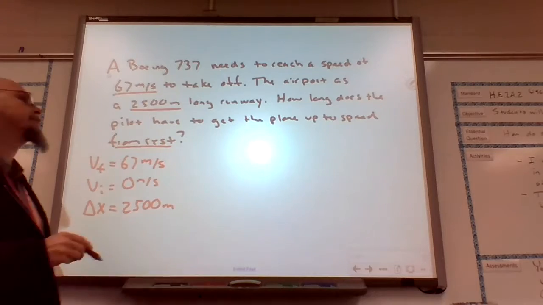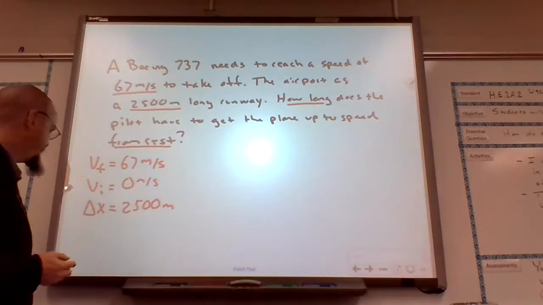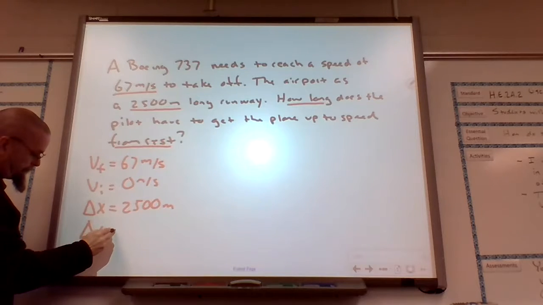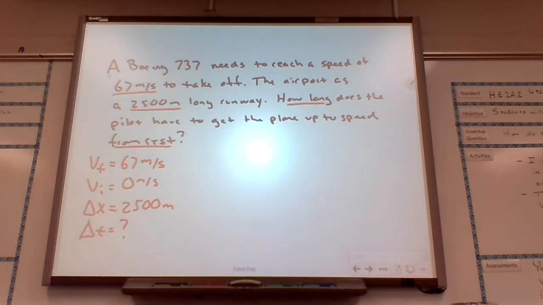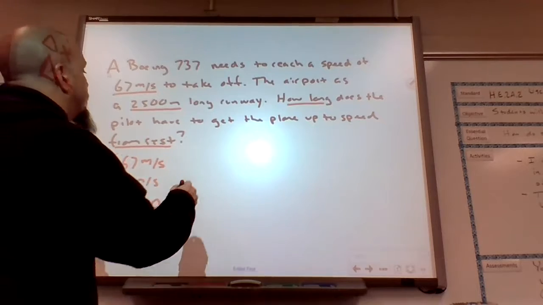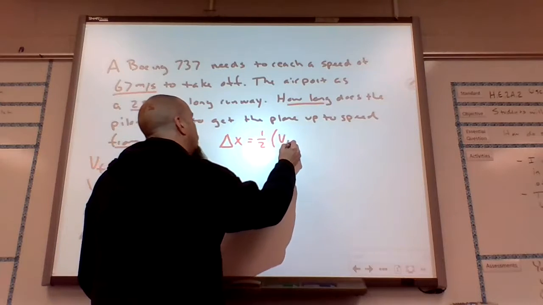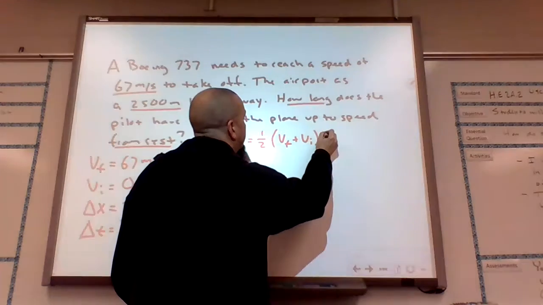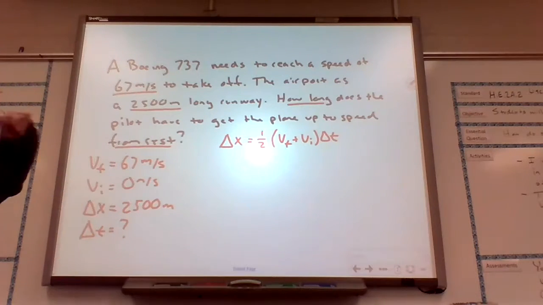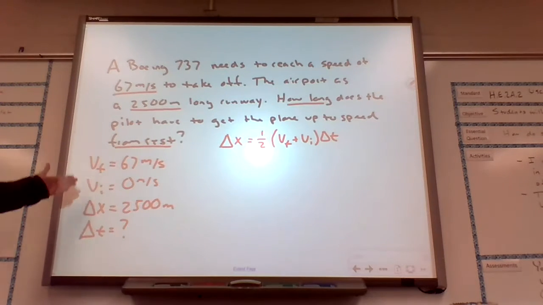We want to know how long it takes. That's time. So we go through, we figure out what our numbers are, what we have to work with. We figure out what we're looking for. That way we can plan what we're going to do. We don't want to just start putting numbers in calculators before we know what to do with them. Our equation, delta x equals 1/2 VF plus VI times delta t. I know that's the equation I use because that's what fits the variables I have.